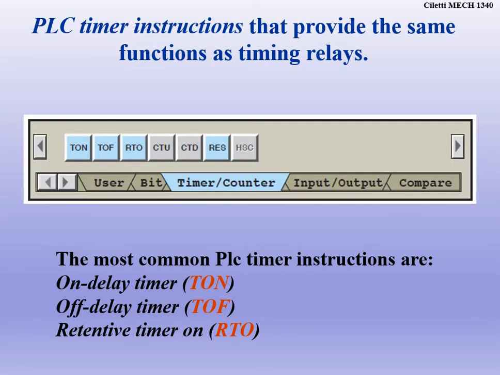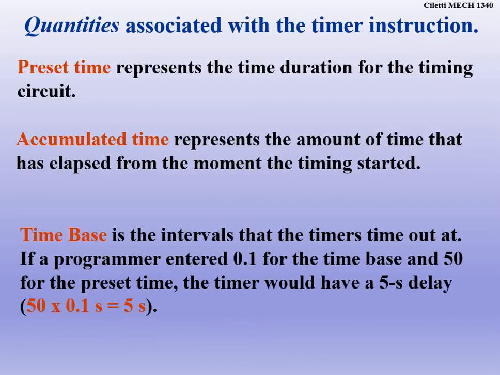Alright, so we're going to talk about timer instructions here. Okay, so they're just like relays. So if we have timer instructions here for us, the most common ones that we're going to use are the on delay, the off delay, and the retentive timer. So TON, TOF, RTO. Okay, and we're going to go through all those.